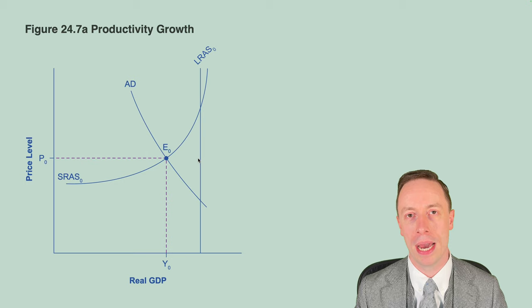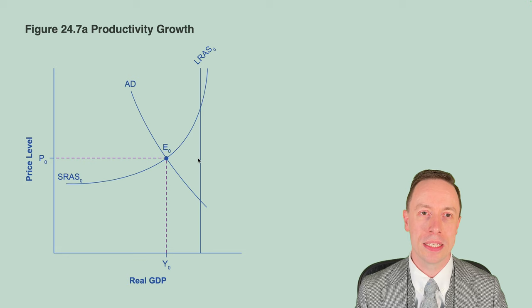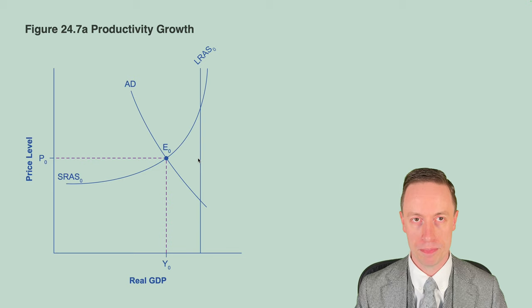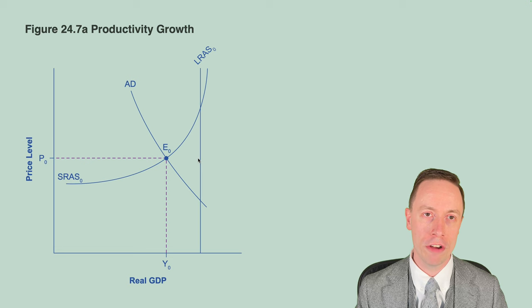So the first thing we are going to look at is a potential shift in productivity. Productivity affects the ability of our economy to produce goods and services. So this is going to be a supply side shift. Now, what's a little bit special about a productivity shift is that we have to shift both aggregate supply curves. So the position of potential GDP, our long-run aggregate supply curve, is affected by productivity.